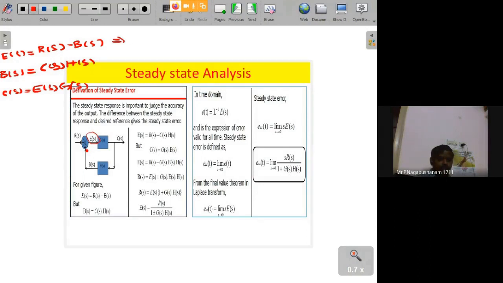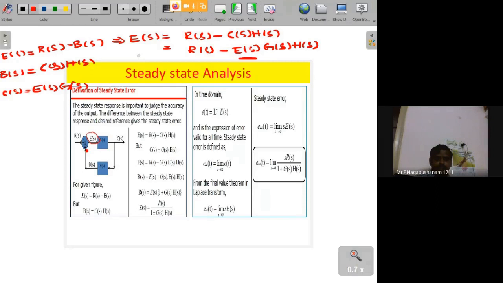Check it out. I'm going to write again. So replace B of S here. E of S equal to R of S minus B of S, that is C of S into H of S. Again, I'm replacing that C of S. I want the error. I don't want the transfer function; I'm going to find the error signal E of S. That's why I'm going to replace C of S as E of S into G of S. So E of S into G of S, and H of S is already there.